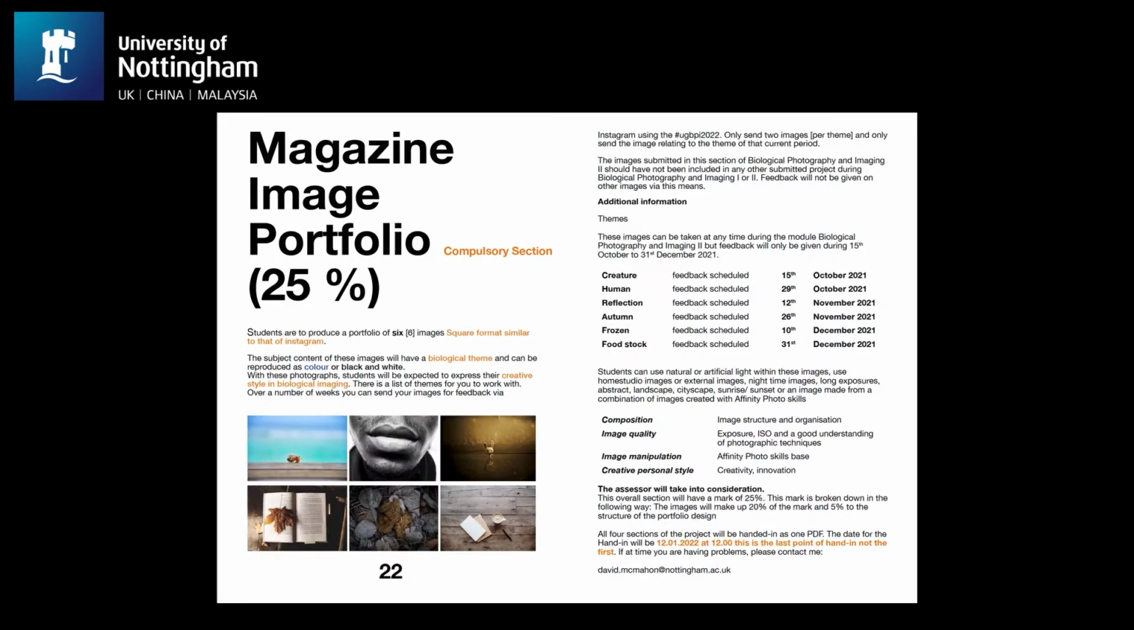The section you are looking at now on the screen is our second compulsory section that you need to do, and this will be a 6-theme photographic portfolio. We give you themes for these, which will be creature, human, reflection, autumn, frozen and food stock. What happens is you have to go and take pictures using these as the theme to base your photography on.